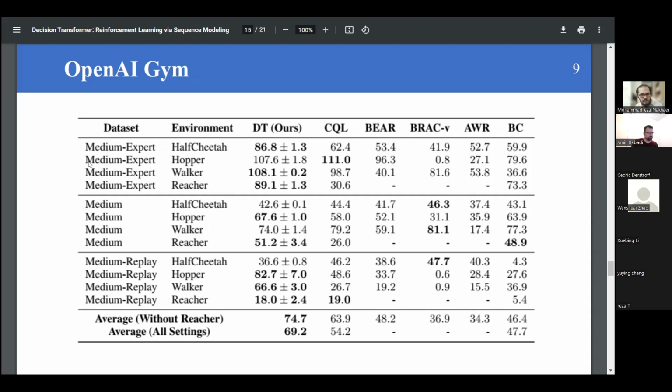For example, in the medium expert data set in the Hopper environment, the best performance is for conservative Q learning, which is 111, and the decision transformer is 107 roughly. So it's acceptable. On average, the decision transformer has better performance compared to other algorithms.